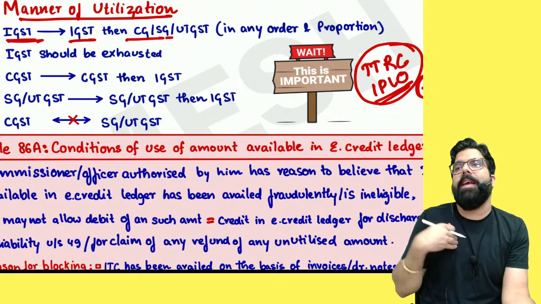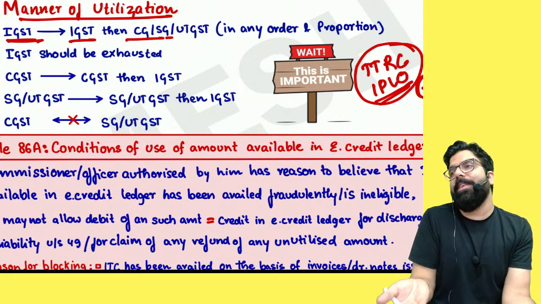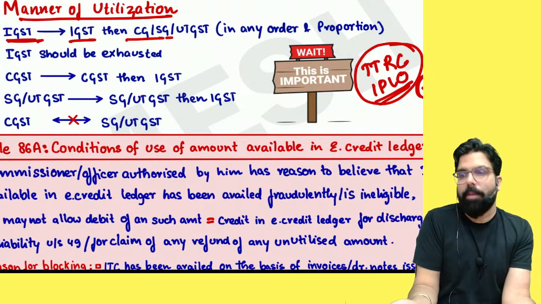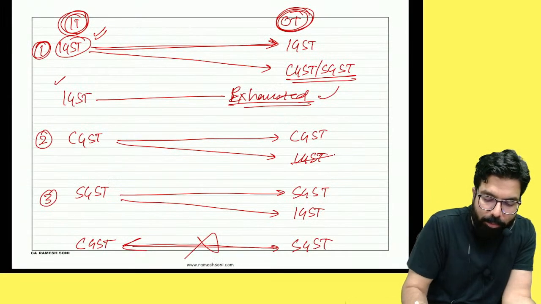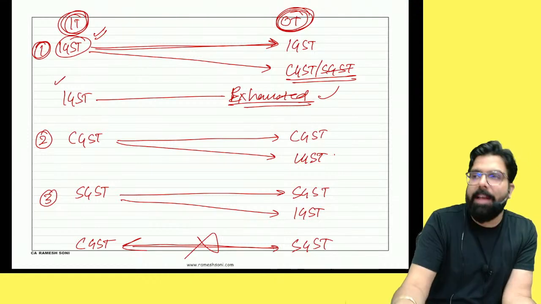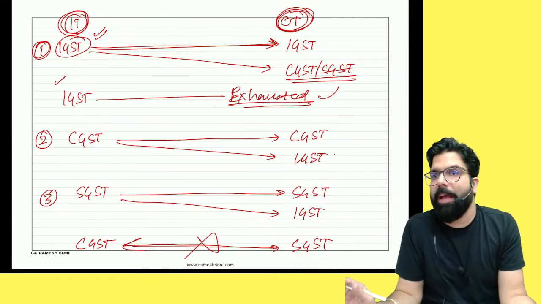SGST. If I am a person registered in a UT, I will not have SGST, I will have UT GST. So instead of S, you can replace with what? Wherever S is there, you can replace with UT GST. Can I go ahead everyone?